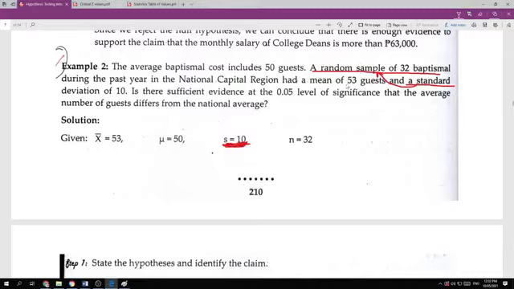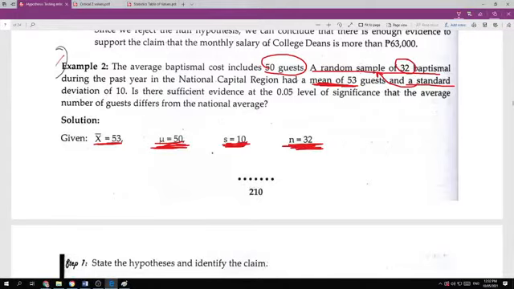And look at this 53. This is now the mean of the sample. So the sample mean is 53. The average baptismal includes 50 guests. This 50 guests is the population mean. Okay? Now, look at our n. n is 32. n is 32. You have it here. Okay?